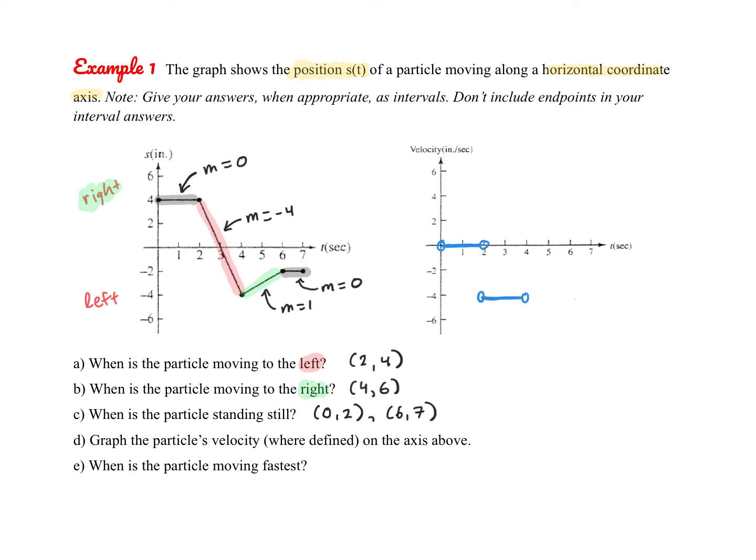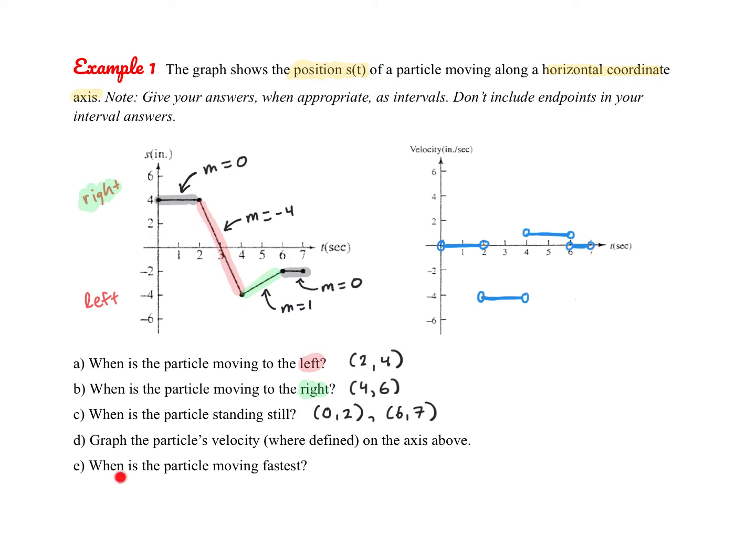And then from 4 to 6, our slope is 1, so we're going to graph that here. And then from 6 to 7, our slope is 0 again, so our velocity function is 0.